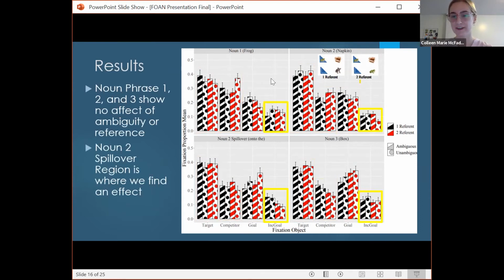However, in noun phrase 1, 2, and 3, there's no significant difference in the proportion of fixations to the empty napkin, regardless of the condition. And we see this by the bars here all being relatively equal, showing that they're not looking at the incorrect goal more or less in any of the conditions. However, in the noun to spillover region here, we do see an effect emerging.